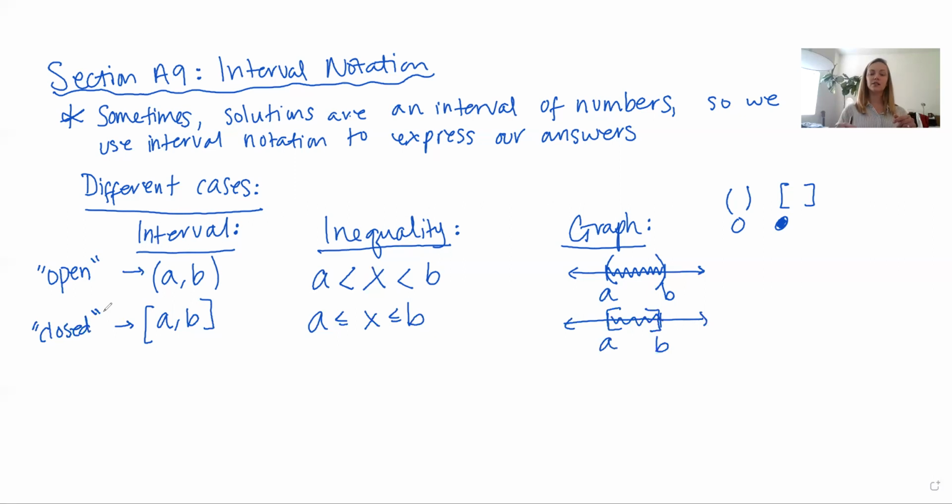What we're going to see next is kind of a mix between those two. It's going to be half open or half closed. Both of those are the exact same thing. So we're going to see the case where we have a parenthesis at A and then a bracket at B, and then the other way around: a bracket at A and then a parenthesis at B. These are called either half open or half closed.